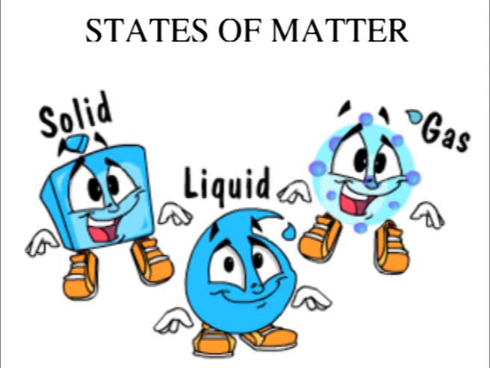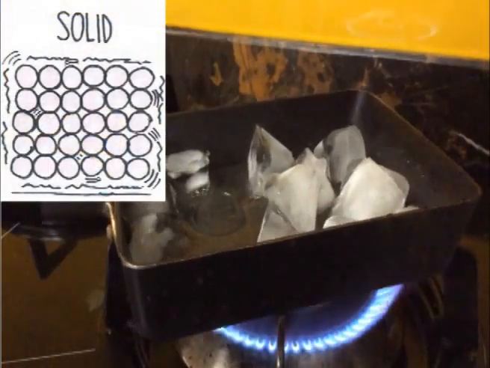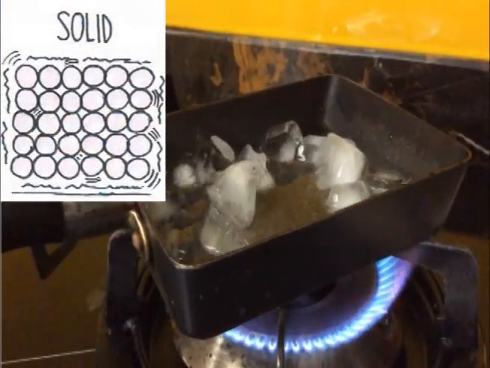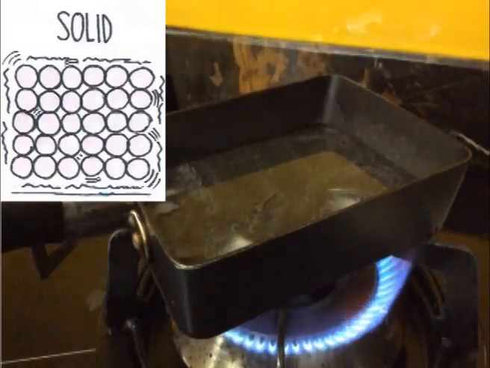Another thing about atoms is that they are arranged differently in different states of matter. In solids, atoms do, in fact, have motion. They don't move around, they vibrate in place. Solids have a fixed shape and fixed volume.